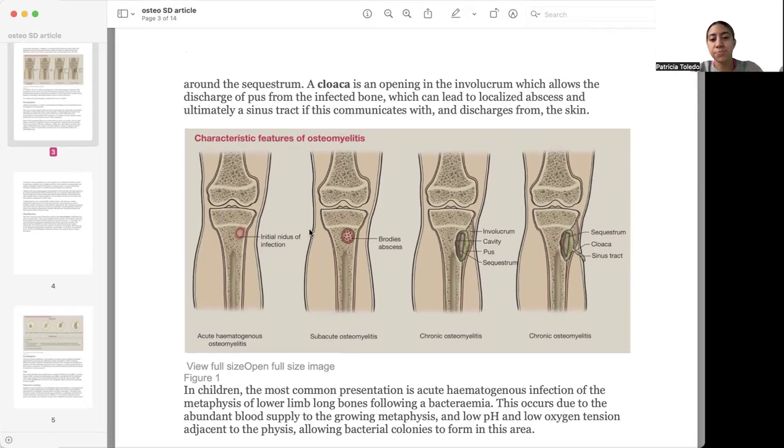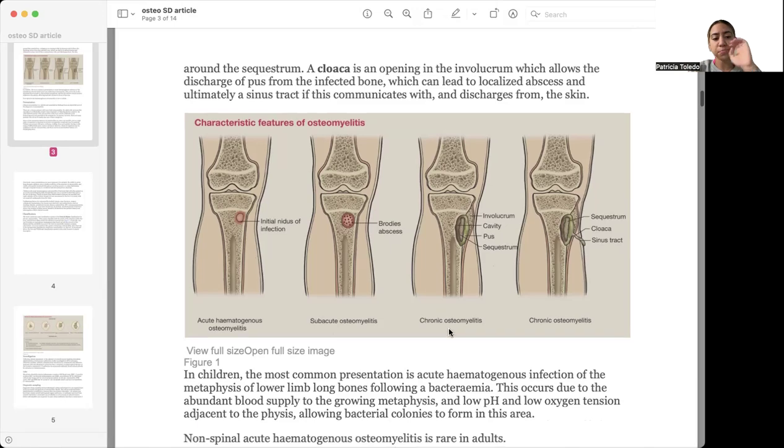helped you understand what involucrum is, the cavity, the pus, the sequestrum, which are kind of stages, right, of either bone breaking, bone healing, and us seeing where this osteomyelitis is headed. So if we see an initial infection, are we at an acute point or are we already seeing a cloaca and a sequestrum? So are we leaning more towards a chronic?